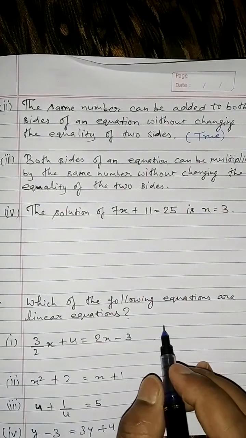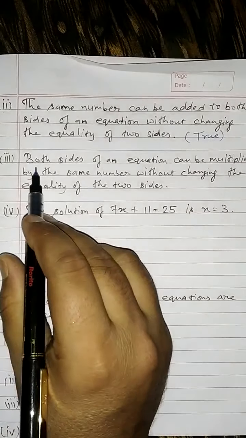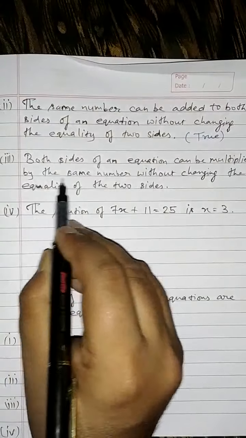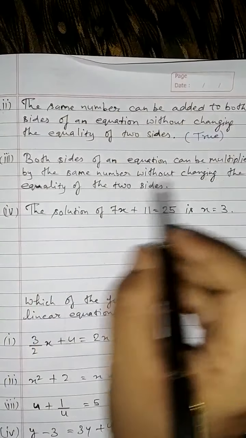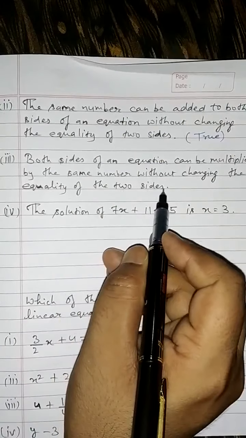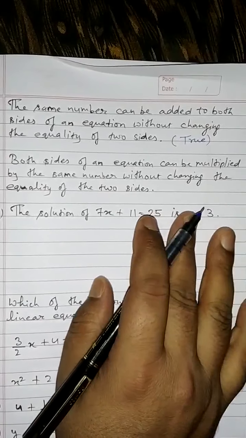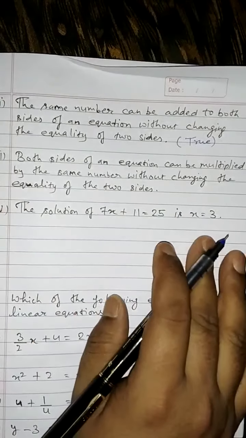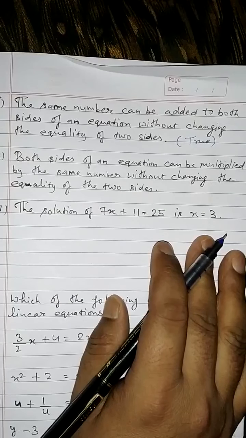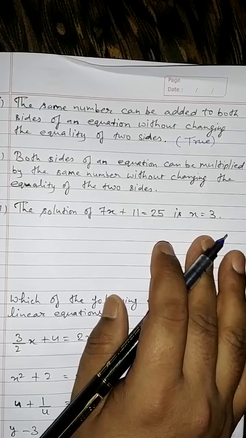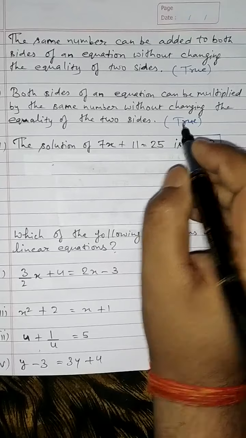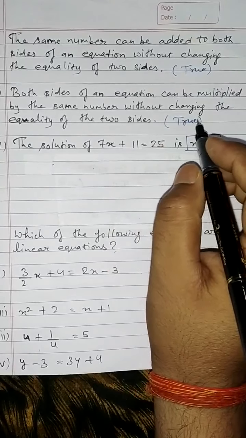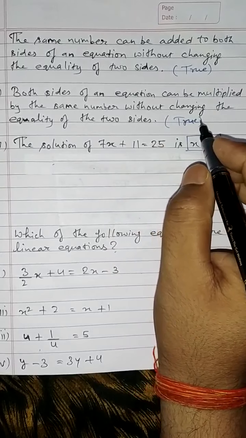Okay, next is the third part. Both sides of an equation can be multiplied by the same number without changing the equality of the two sides. Yes, it is correct that if you multiply anything on left hand side and right hand side of an equation, you get no change in the value of the equation. On solving the equation, you don't get any change in the value of the equation.